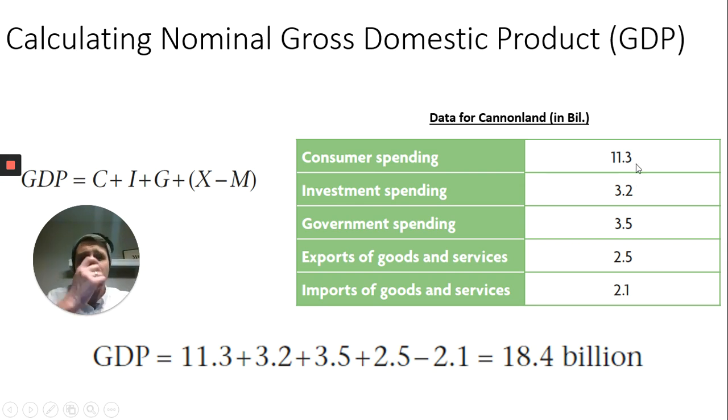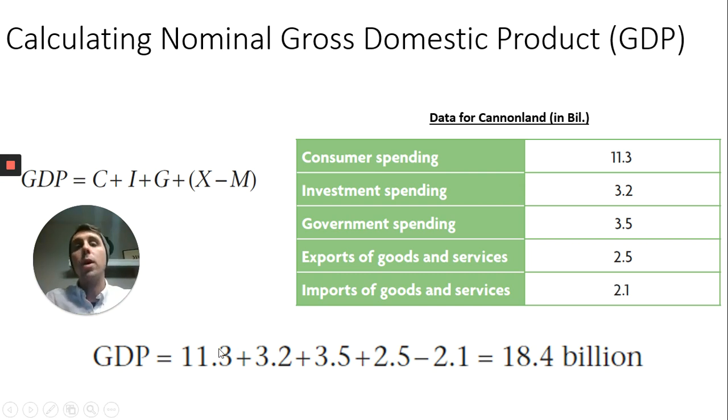So here's my data chart. This is in billions: $11.3 billion in consumer spending. Awesome. I have $3.2 billion in business spending. Great. I have $3.5 billion in government spending. Also good. We are exporting, or selling, because export is external, outside. We are selling $2.5 billion worth of goods, and then buying, or importing, $2.1 billion worth of goods. So this would be like selling American soybeans to China, and then buying cheap toys or something from China. So buying plastics and selling soybeans or whatever.